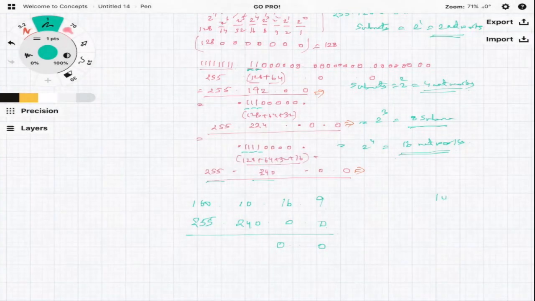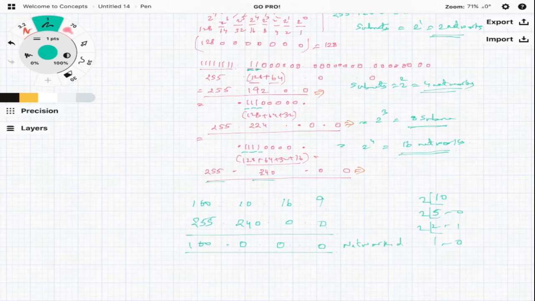10 can be written in binary as 1010, that is 8 plus 2. Then ANDing with 240, we get 0 here. And 100 AND 255 is 100. So the network ID is 100.0.0.0.